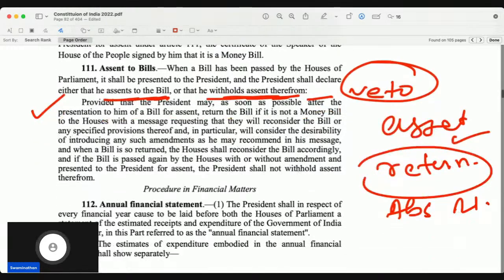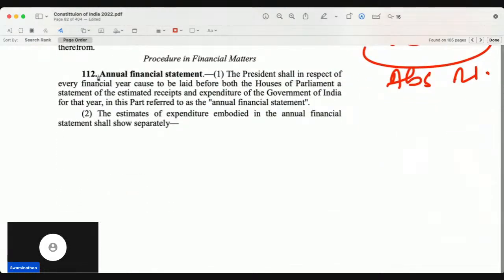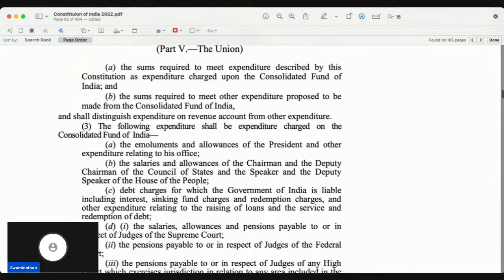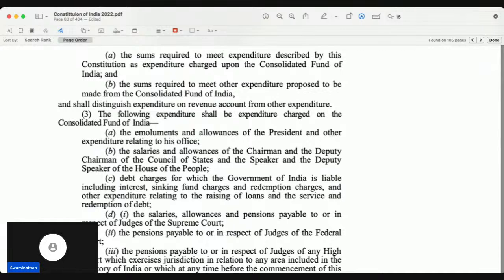The next important term which may be in use during Parliament is the annual financial statement, and this is what is the budget. It says the President shall cause to be laid before each house an annual financial statement, that is, the budget. It is the duty of the President that he will ask the government to lay before both houses an estimate of receipts and expenditure, that is the budget. And this budget, the annual financial statement, is essentially a money bill. So all the process of the money bill will be followed there itself. In the budget, the expenditures are put into two categories.